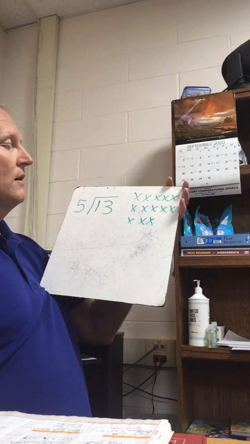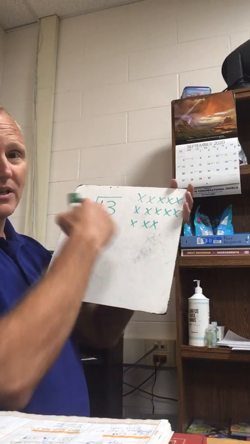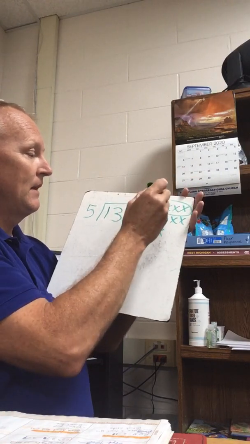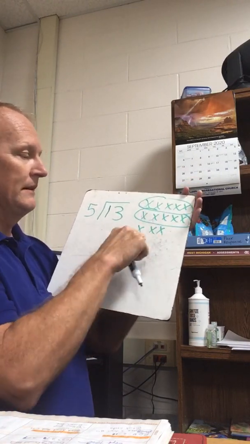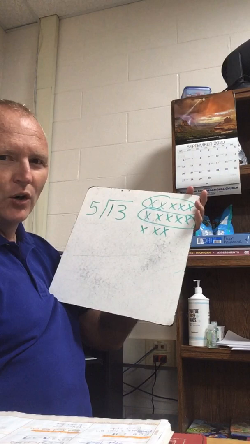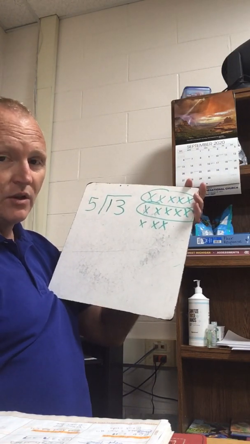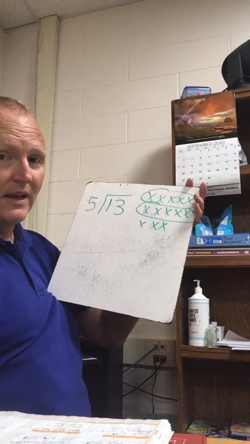Okay, now I need to circle my groups of 5 because we're dividing by 5, right? So here's a group of 5. Here's a group of 5. Is that a group of 5? Nope. That's what we call remainder. It's the leftover. So first we count how many groups of 5 we have.